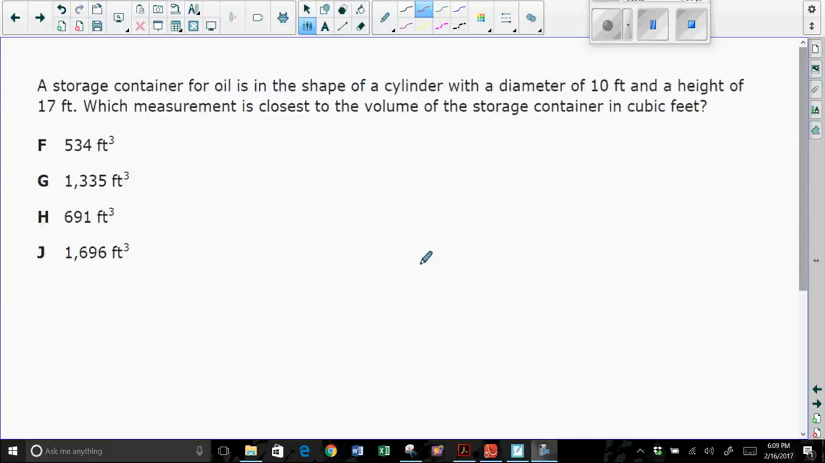A storage container for oil is in the shape of a cylinder with a diameter of 10 feet and a height of 17 feet. Which measurement is closest to the volume of the storage container in cubic feet?